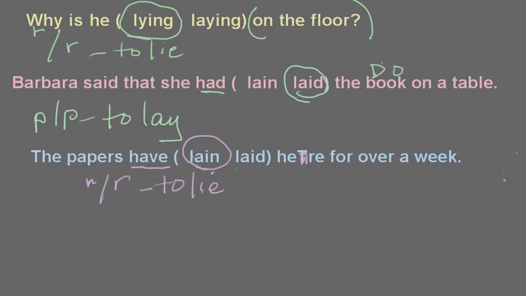Now I want you to go to the following website. I imagine you've been there before. It's easygrammar.net. And on the left, you'll see the word exercises. You need to click on that and find the exercises for the verbs lie and lay. Good luck.